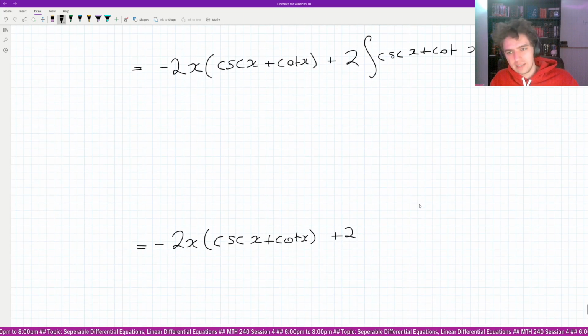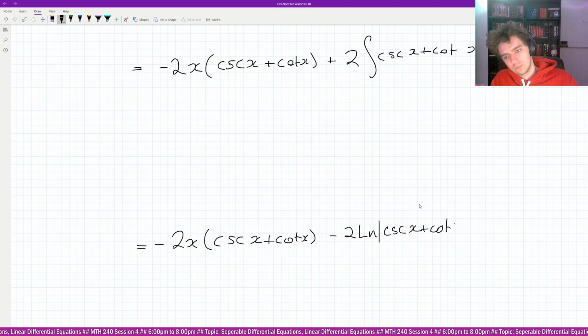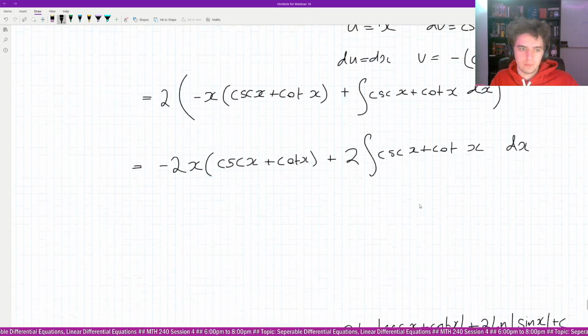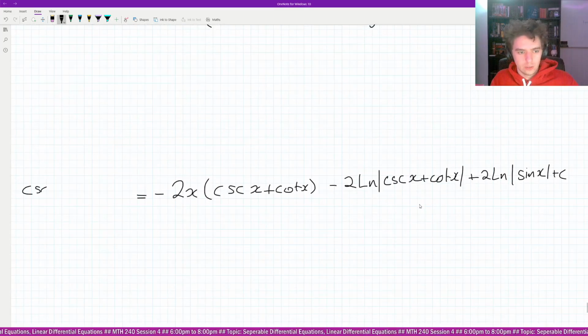So cosecant, you said, was negative natural log of cosecant x plus cotangent x plus c. And the other one? And then integral of cotan is just natural log of sine x. Yeah, absolutely, both of them. Of sine x plus c. Okay, so cosecant x plus cotan x times y equals that.